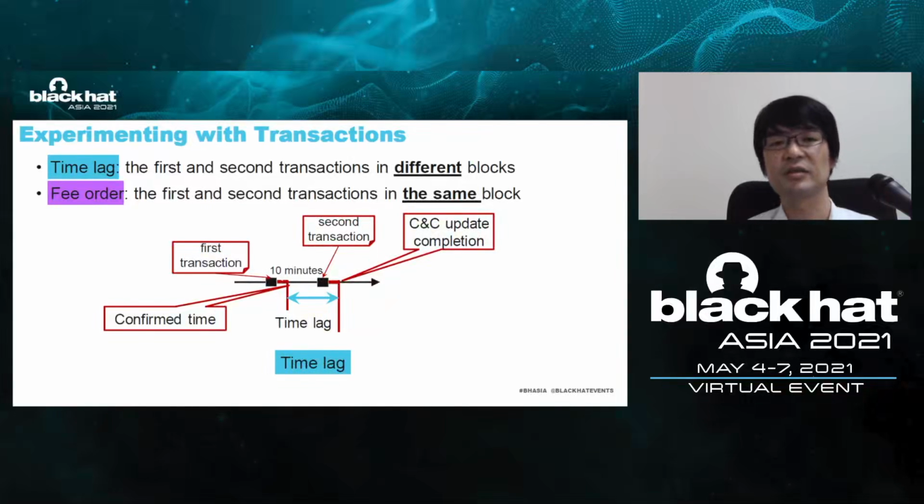This means that 2 transactions are confirmed in different blocks. In the blockchain principle, a block is generated every 10 minutes. The problem of the time lag strategy is the time lag between the confirmation of the first and second transaction. The time lag is over approximately 10 minutes. If the second transaction is not confirmed, the CNC update is not completed. This, so to speak, downtime reduces the profit of the adversaries.